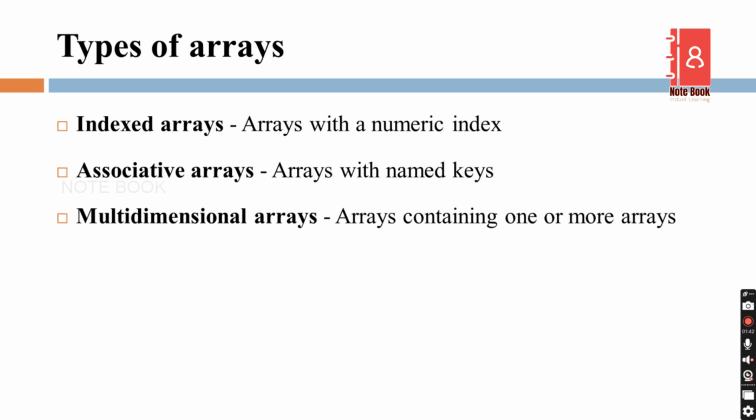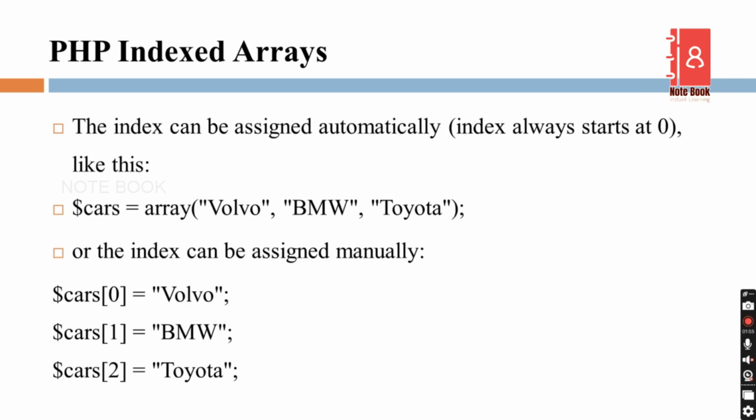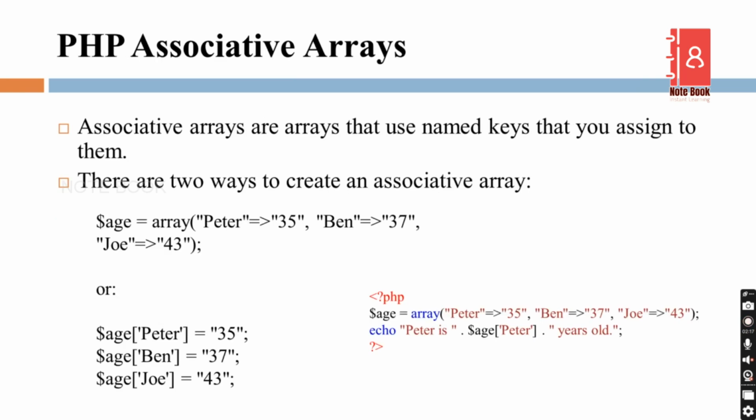There are types of arrays: indexed arrays, arrays with a numeric index; associative arrays, arrays with named keys; and multidimensional arrays, arrays containing one or more arrays. First, we'll see PHP indexed arrays. The index can be assigned automatically since the array index always starts with 0. We already saw this: $cars = array("Volvo", "BMW", "Toyota"). Or $cars[0] = "Volvo", $cars[1] = "BMW", and $cars[2] = "Toyota". In the second form the array index is assigned manually, and with array() it is assigned automatically.